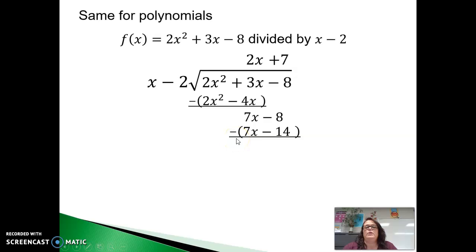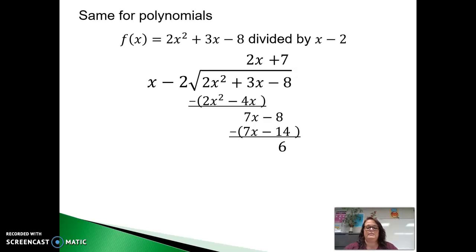And again, when we subtract everything, we've got to change their sign. So 7x becomes negative 7x and they cancel. And then negative 14 becomes positive 14. So then negative 8 and positive 14 gives me 6. So notice I have a divisor of x minus 2, the one that's on the outside. I have a quotient of 2x plus 7, and I have a remainder of 6.